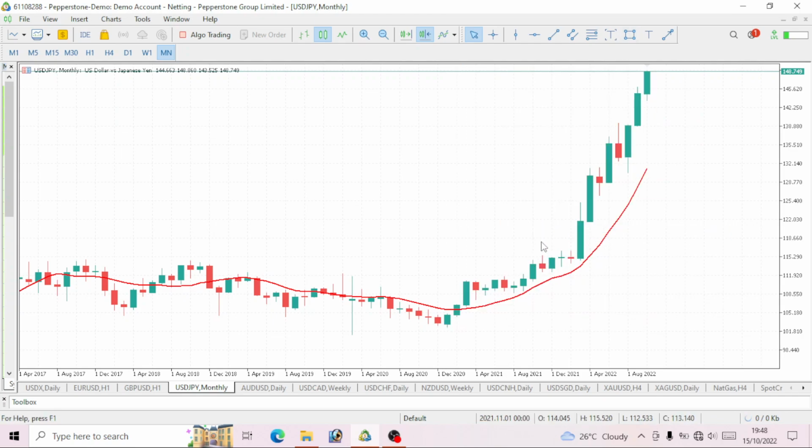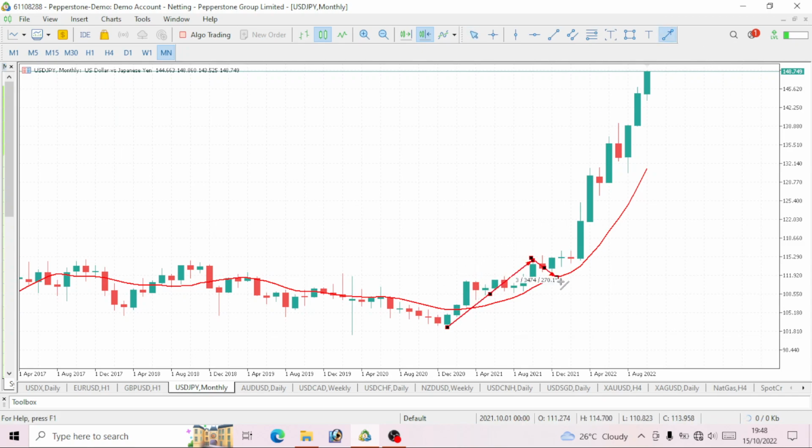Secondly, I've included this 10-period moving average. We all know the rules of trading the 10-period moving average. Once the price is above the 10-period moving average, we have to go long, but if it is below it, we have to short. So clearly we can see that the price is above the 10-period moving average, so we have to go long on our USD JPY. Now that is the movement. You can see this movement here.